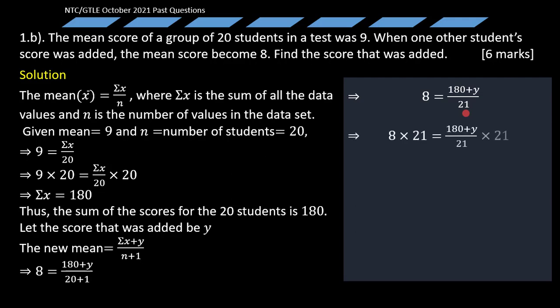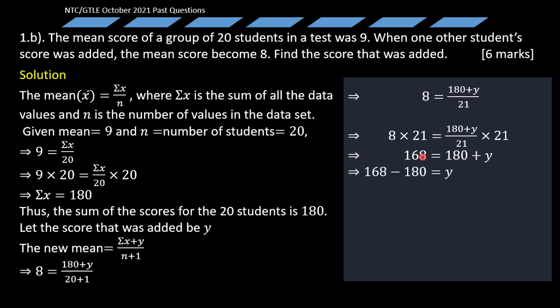And now multiplying both sides by 21, we are simply going to have 8 times 21 is going to be equal to 180 plus y over 21 times 21. And that simplifies to 168 is simply going to give us 180 plus y. Now what do you see? At the right hand side, 21 here divides out 21, leaving our 180 plus y. Then 8 times 21 simply gives us 168. Okay.